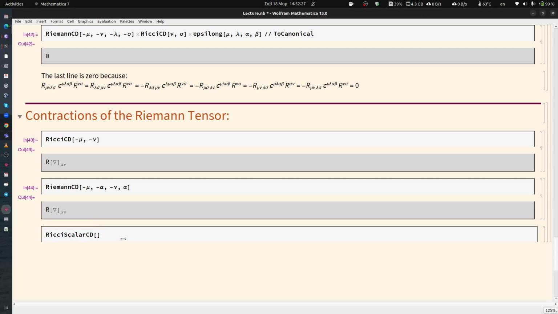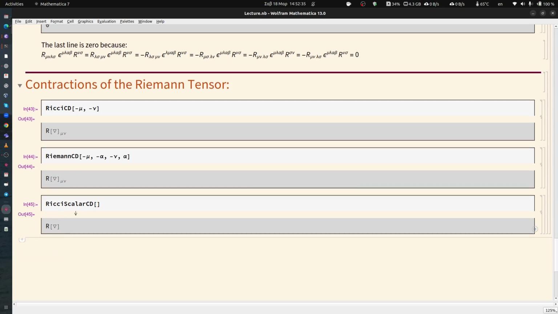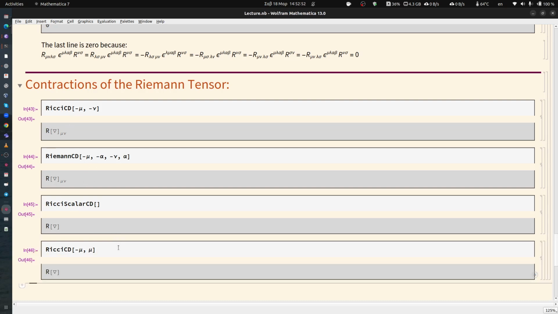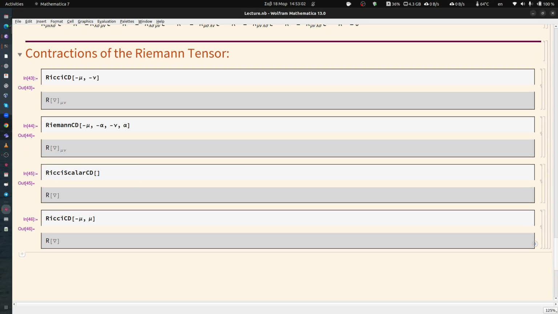Ricci scalar is the Ricci scalar that corresponds to the covariant derivative CD. And its output form is given by R and then the symbol that is used for the covariant derivative. You know that the Ricci scalar is obtained by contracting the two indices of the Ricci tensor, and that is immediately done when we write down this expression here.